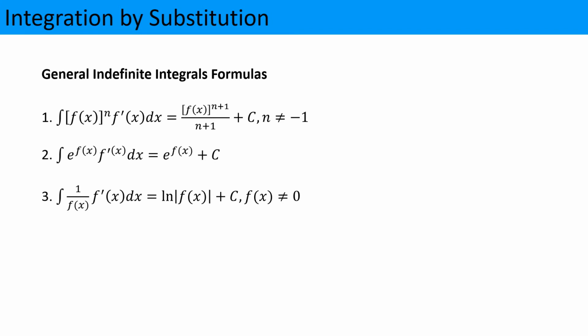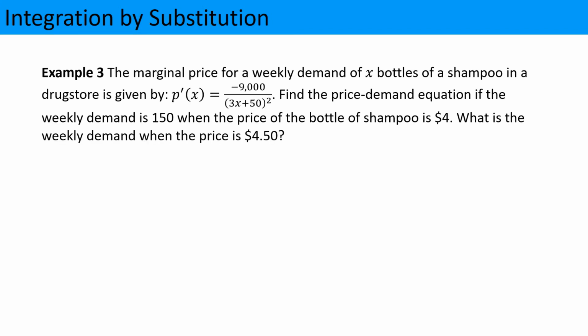Next example. The marginal price for a weekly demand of x bottles of a shampoo in a drugstore is given by P prime of x equals negative 9,000 divided by the quantity 3x plus 50 squared. Find the price-demand equation if the weekly demand is 150 when the price of the bottle of shampoo is $4. What is the weekly demand when the price is $4.50?